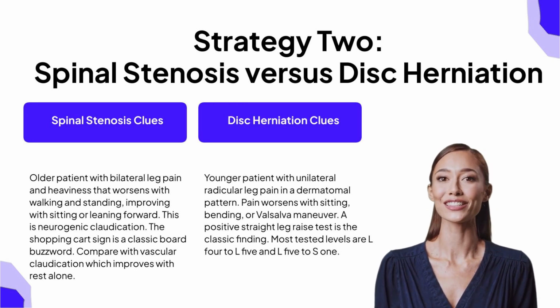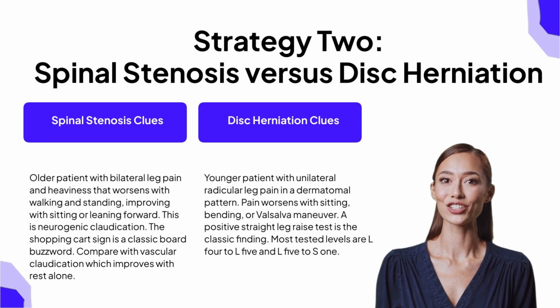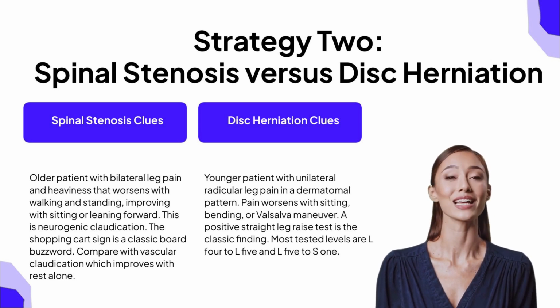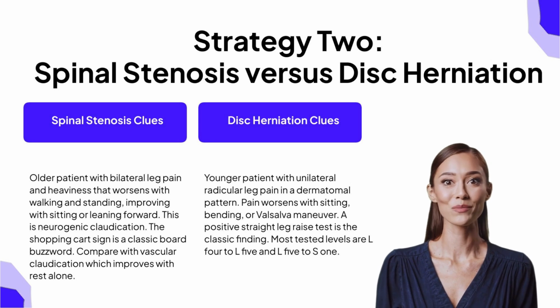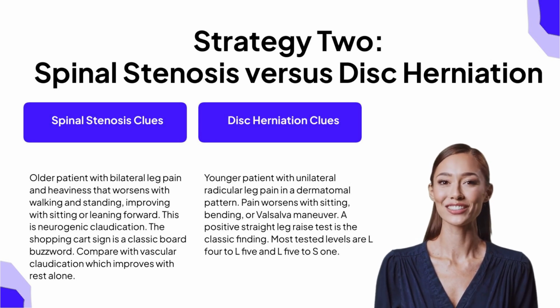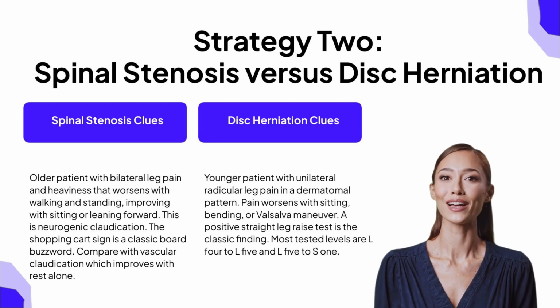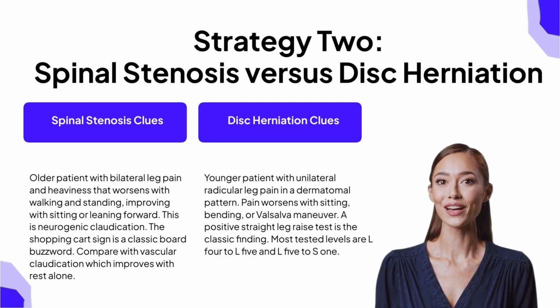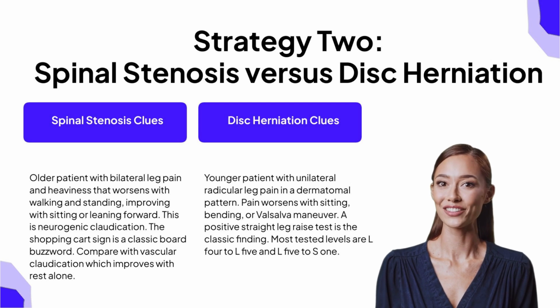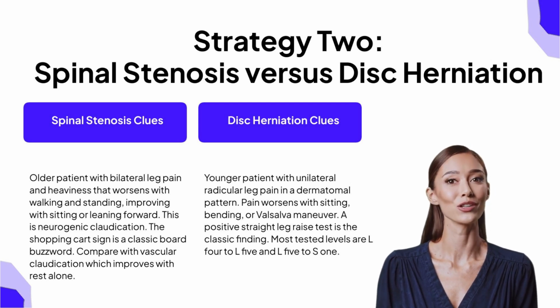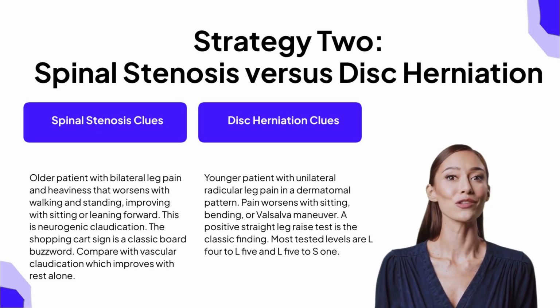Disc herniation is different. It presents in a younger patient with unilateral radicular leg pain that follows a specific dermatomal pattern. The pain gets worse with sitting, bending, or the Valsalva maneuver. A positive straight leg raise test is the key physical exam finding. The most commonly tested levels are L4 to L5 and L5 to S1. The boards love asking which nerve root matches which motor or sensory deficit, so know those dermatome maps.